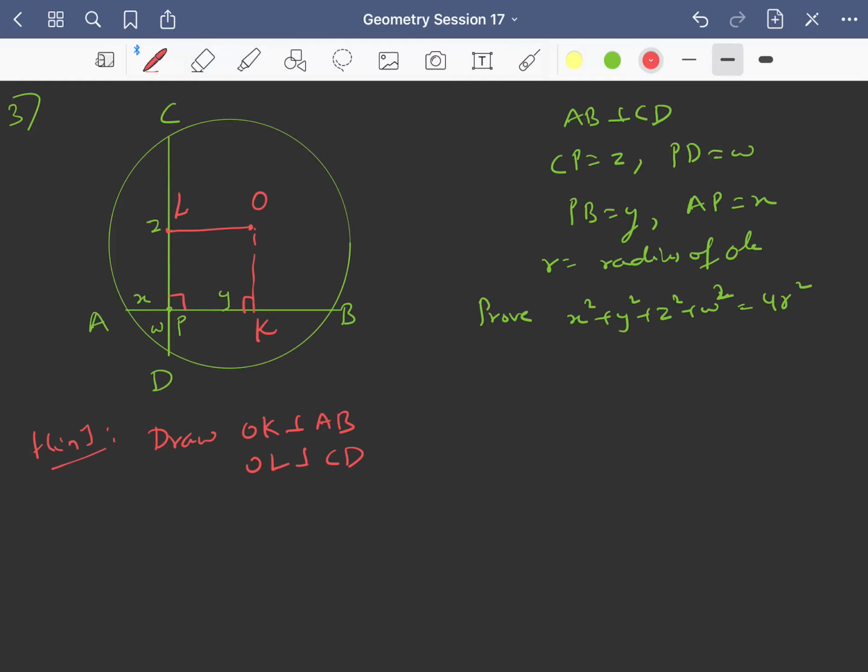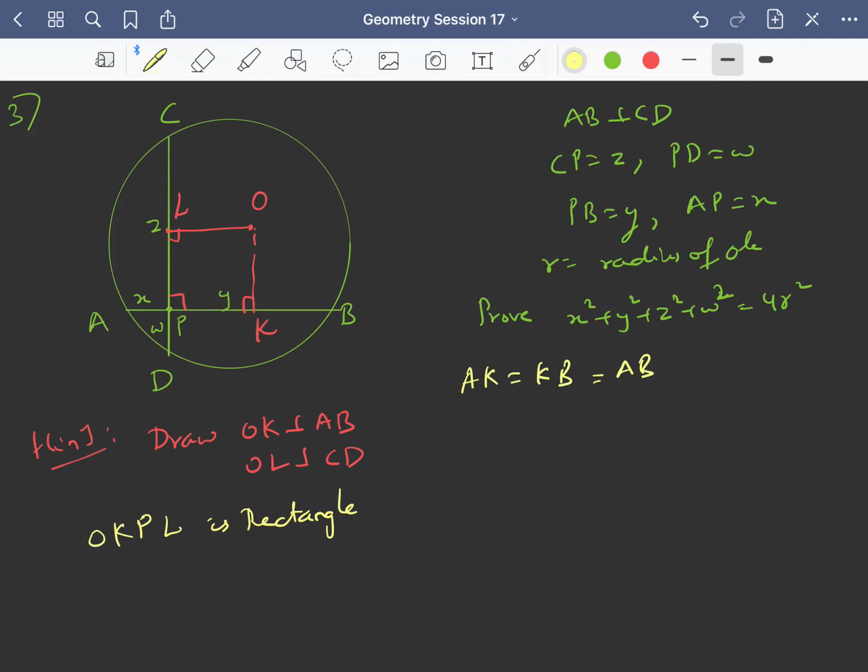Yes. So let us discuss this problem. Since these two are perpendiculars, clearly one thing is you can see that OKPL is a rectangle because all the angles are 90 degrees. So OKPL is a rectangle. Also we know that a perpendicular from the center bisects the chord, right? So AK is equal to KB.